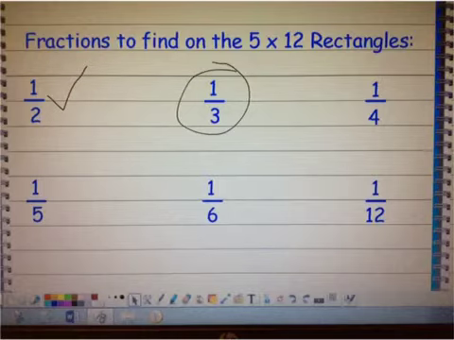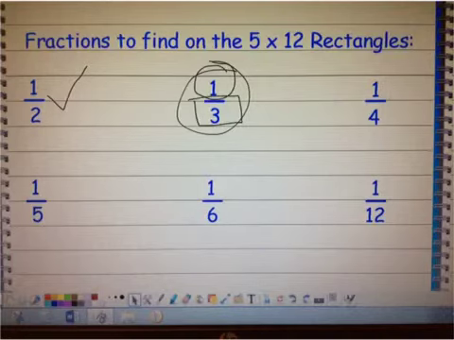Now, this is just your reminder that when you're working with fractions, the top number, which is called the numerator, shows you how much of the fraction you have, and the bottom number, which is the denominator, shows you how much you have cut your whole into. So for 1/3, I want to have 3 pieces that I cut, and then I need to shade in one of them.